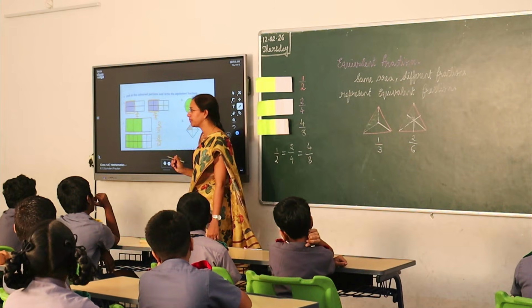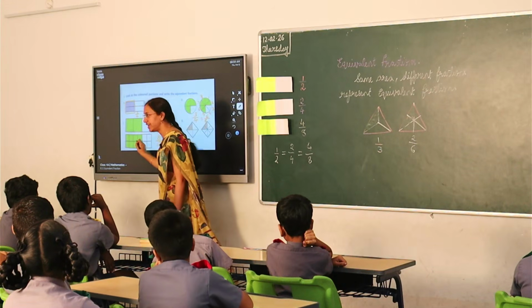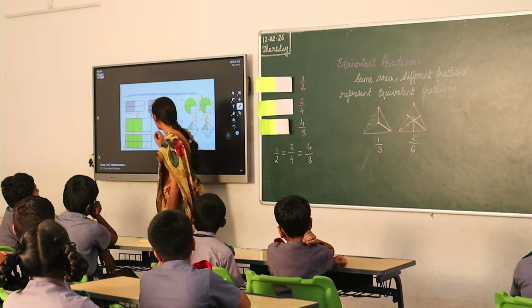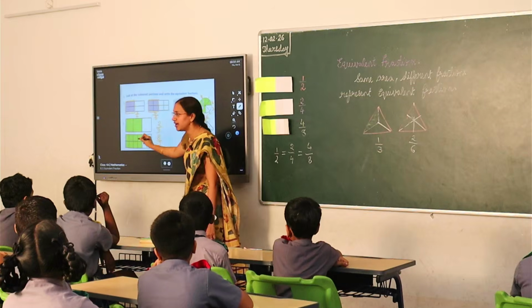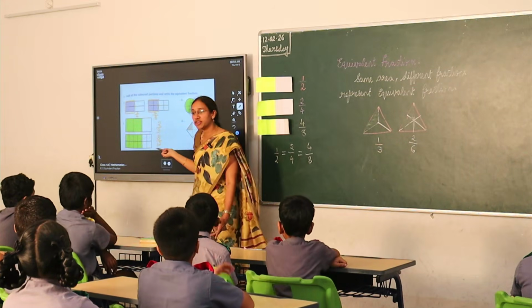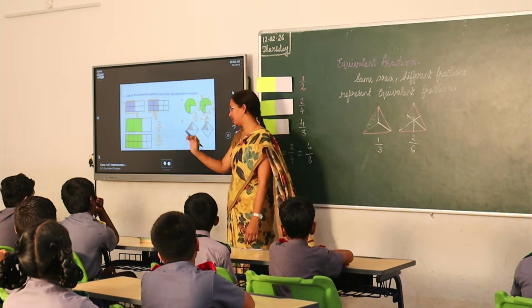How? Parts are same. The colored area is same, but they are represented with different fractions. Same area, different fractions represents what? Equivalent fractions. Come forth, sit down.